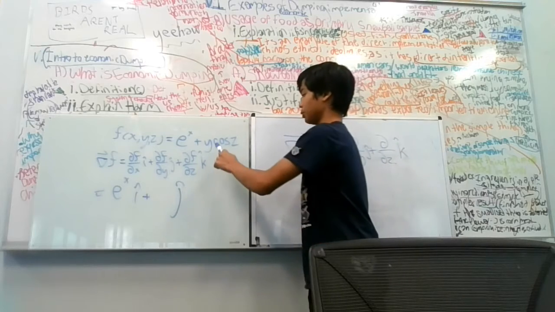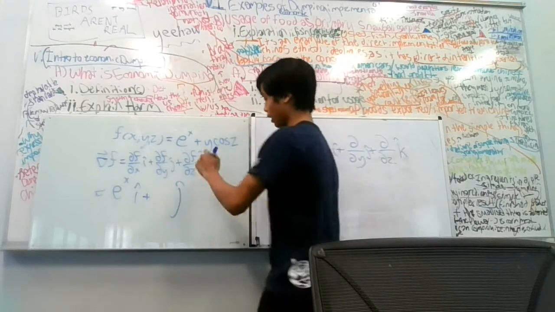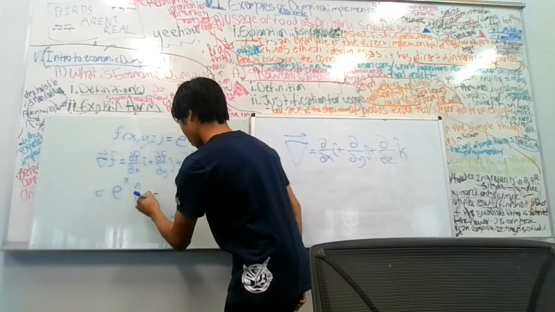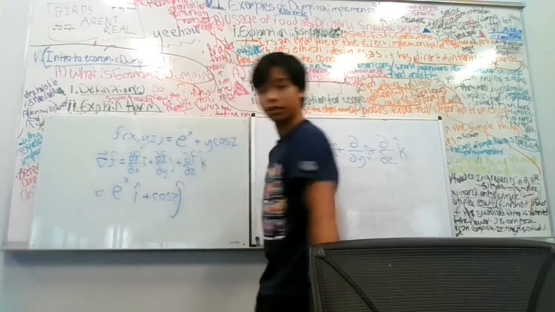Cosine z is a constant, it gets multiplied by the derivative of y. y derived in terms of y is 1. So cosine z times 1 is cosine z.